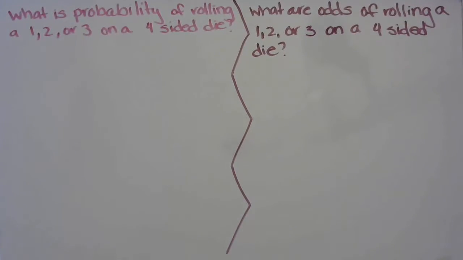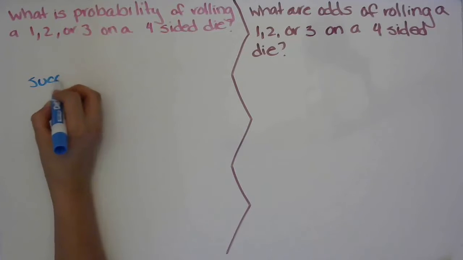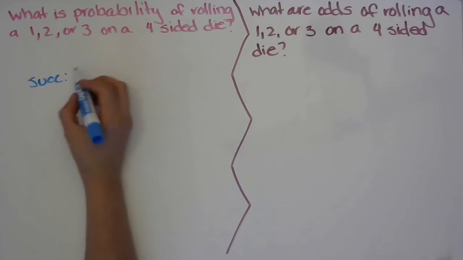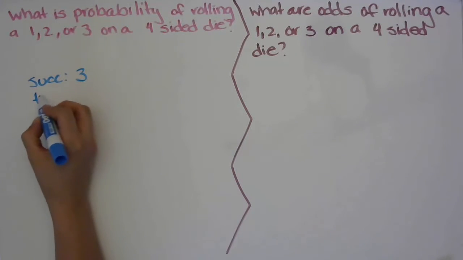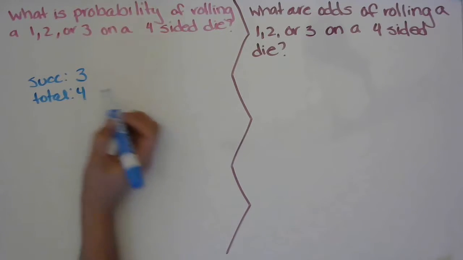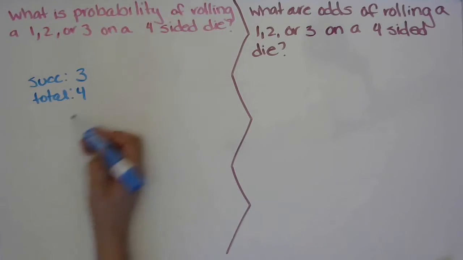Okay, let's do another example. What is the probability of rolling a 1, 2, or 3 on a 4-sided die? Okay, so how many possible successful outcomes do we have? So successful outcomes, we have either a 1, a 2, or a 3. So that's 3. And then for our total possible outcomes, that's going to be a 4. Because we have a 4-sided die, and we could roll a 1, 2, 3, or a 4.